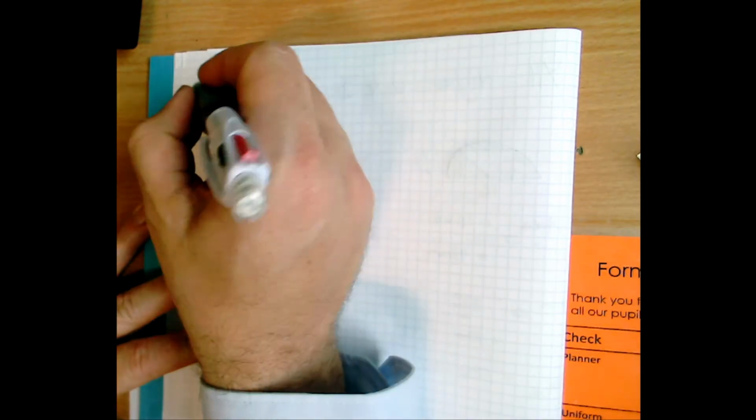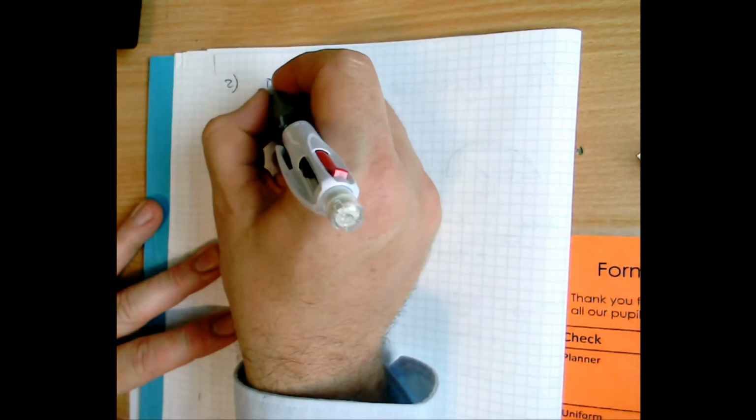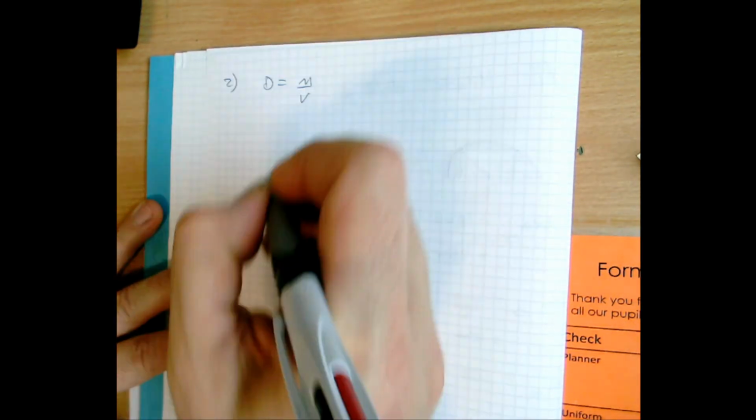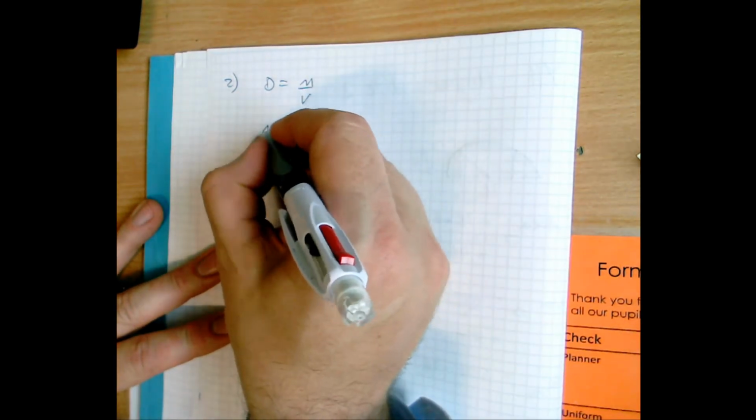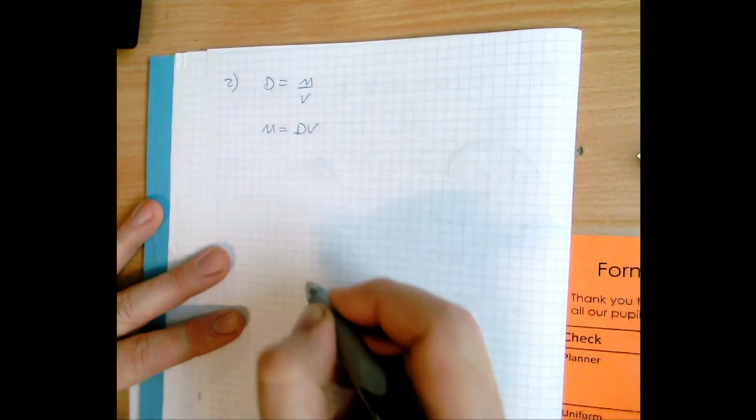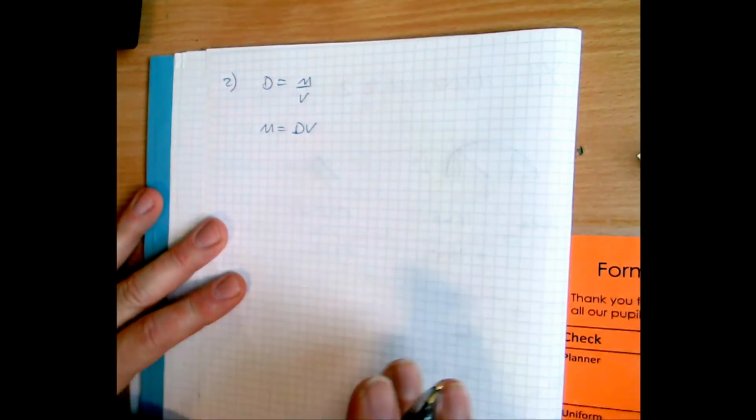Number 2 is a nice example of a density question. We know that density is mass over volume, and we're asked to work out the mass, so we multiply both sides by V. Mass is density times volume. We'll use that in a second.